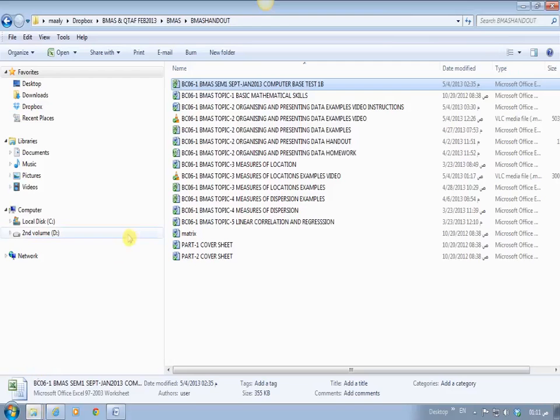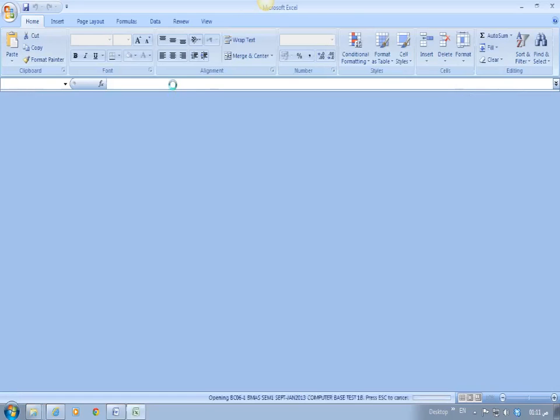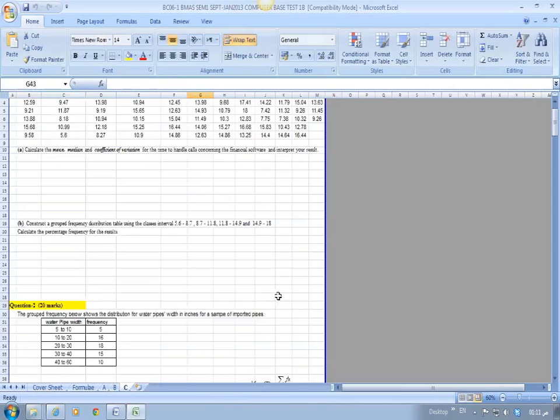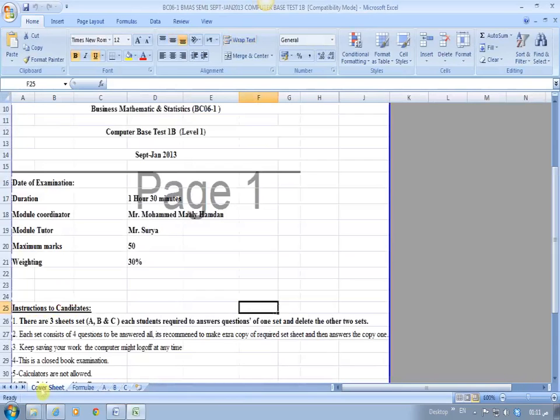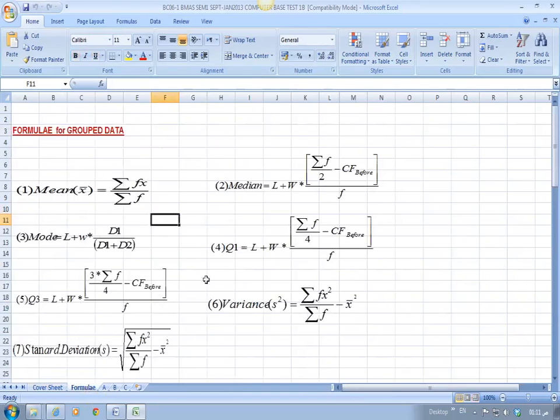The file is computer-based test. Open. The first sheet, cover sheet, just information about the examination, time and date. The very important thing is that keep saving your file because the computer might be off at any time. The second sheet here is just formulas for group data.